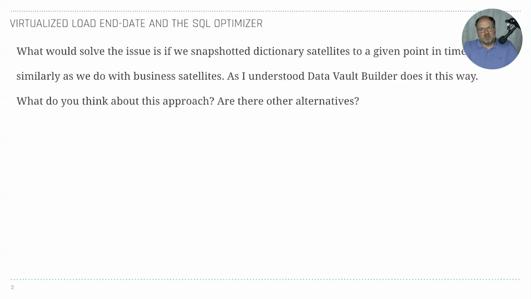Now, and this stems from a discussion, you could limit the reference satellite to only the latest delta, the latest snapshot. That would work, but it would limit your reference satellite to a type 1, not type 0, but type 1 dimension, essentially. Type 2 would be a problem, because then you need to have the description for every change, or every reporting date at least, in your satellite.